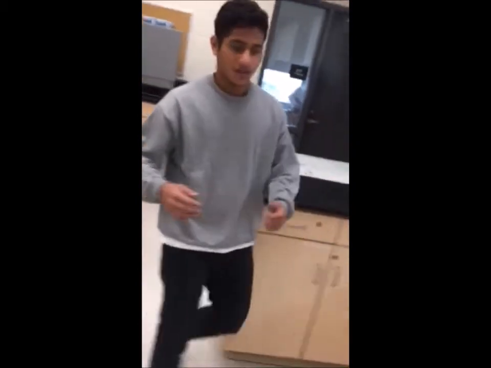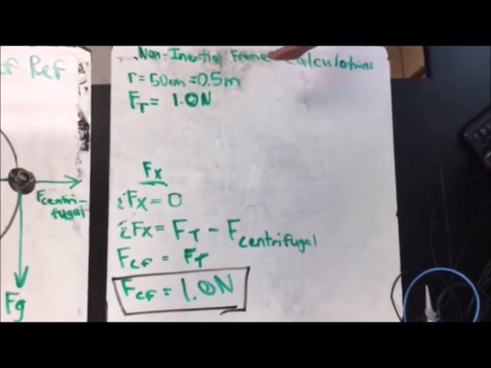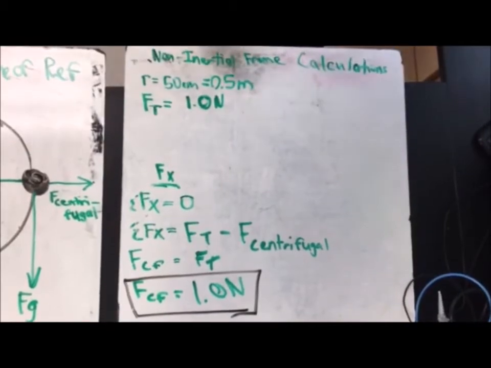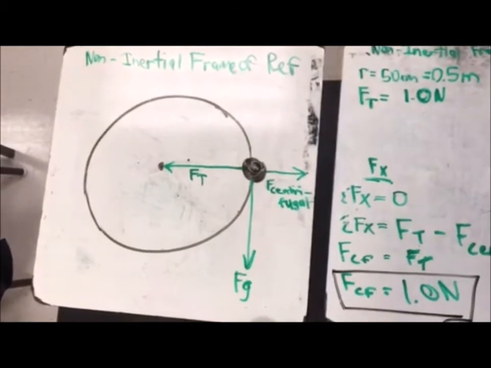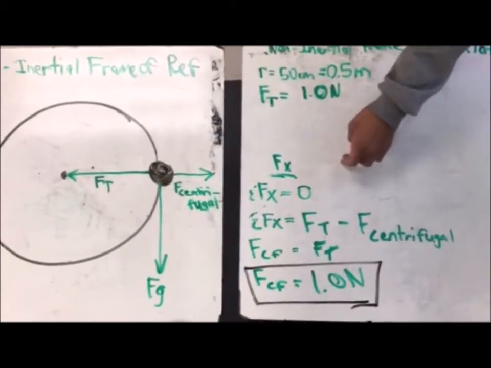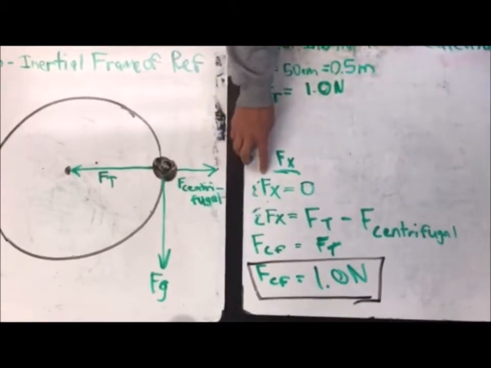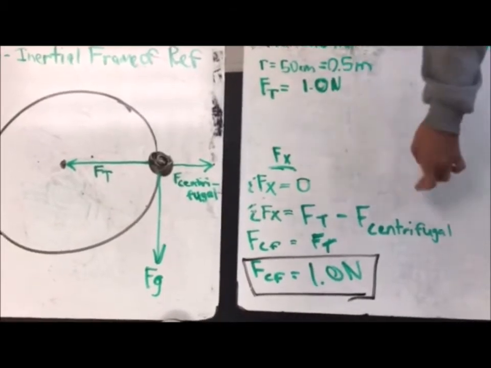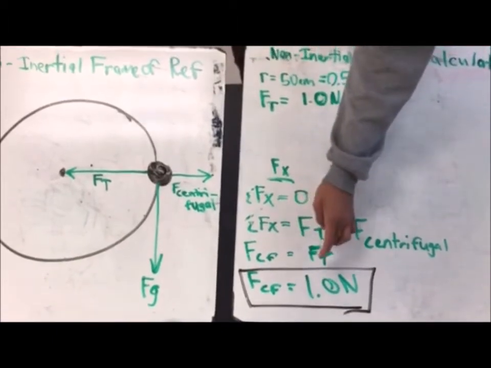Moving onwards, now I will demonstrate the non-inertial frame of reference. Using these calculations, we can mathematically prove that centrifugal force and centripetal force are equal to each other. In the diagram, centripetal force and centrifugal force are opposite each other. We determined that centripetal force is 1 newton, and as Fx net is balanced, Ft and F centrifugal must be equal to each other, so we determined that F centrifugal is 1 newton also.